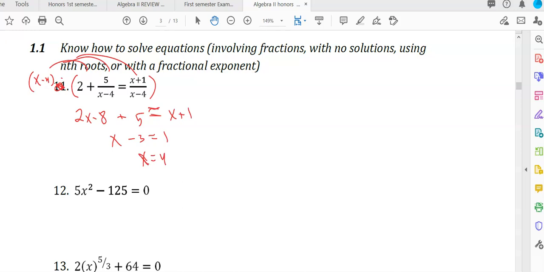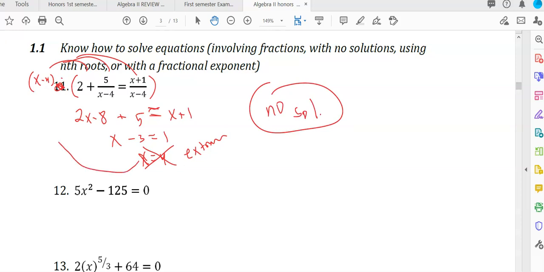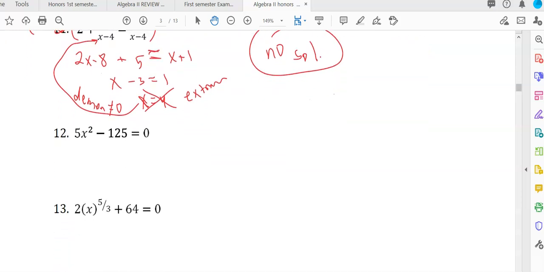The only thing you have to be careful of is extraneous solutions. So therefore, there is no solution to this problem. The reason is, if you plugged it back in, what would happen? The denominator would equal 0, which is a no-no. Denominator cannot equal 0. 4 minus 4 is 0, so there's no solution. Even though we didn't really make a mistake in solving that problem, that's exactly what would happen there.